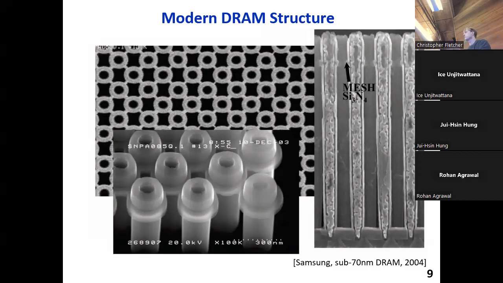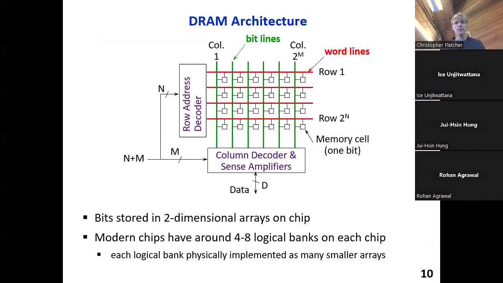If they get too close to one another, or God forbid they touch, you'd either have a short, or due to inductive effects, you'd have charge sharing across capacitor cells, which is obviously not something that we want. Well, that's what DRAM cells look like today.